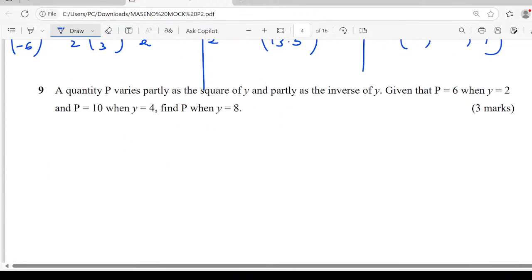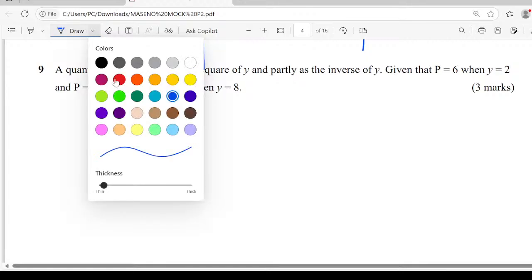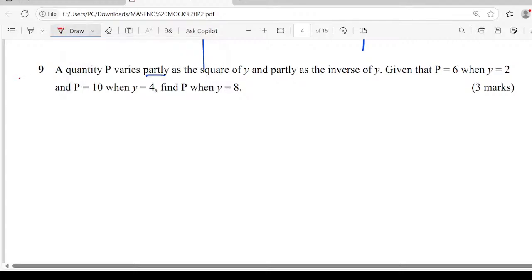Let's go to question number 10. A quantity P varies partly as the square root of y and partly as the inverse of y. Given that P is equal to 6 when y is equal to 2 and P is equal to 10 when y is equal to 4, find P when y is equal to 8. So whenever you hear the term partly, learners, that is partial variation, and your idea of two constants will come in.